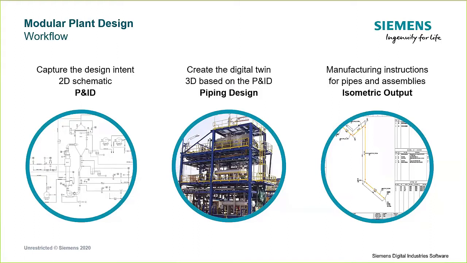In step 2, the information is communicated to the 3D environment, making sure everything works and it's got to fit properly. And the third step is the isometric output. And here's where the fabrication piping drawings are created for the shop to manufacture them.